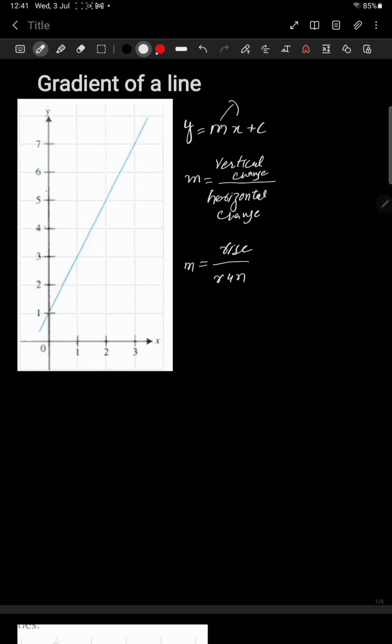Here we will select 2 points. I will tell you the easiest way. Any 2 points you will select. Now you will move first horizontally, then vertically, to reach from the first point to the second point.